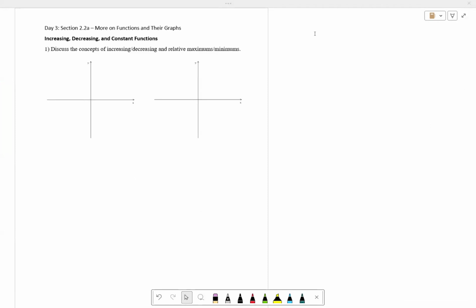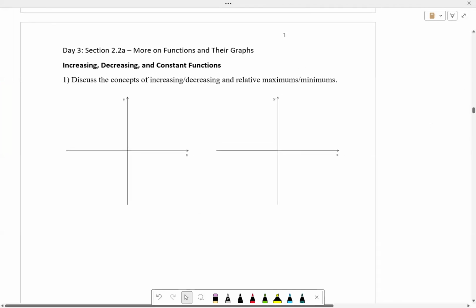Functions are a major part of any mathematics course from now on, really. So here it goes. Functions could be increasing, decreasing, or constant, as it says here in the bold. So discuss concepts of increasing and decreasing and relative maximums and minimums.